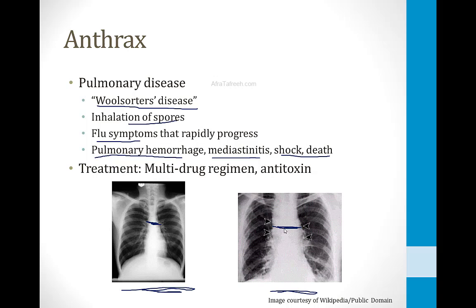Now, the classic cause of a widened mediastinum is an aortic dissection, but this would be a patient with flu-like symptoms and a possible anthrax exposure. If they develop a widened mediastinum, they have mediastinitis from the anthrax bacteria. It's very difficult to treat this. Usually a multi-drug regimen is given, and also antitoxin is administered.